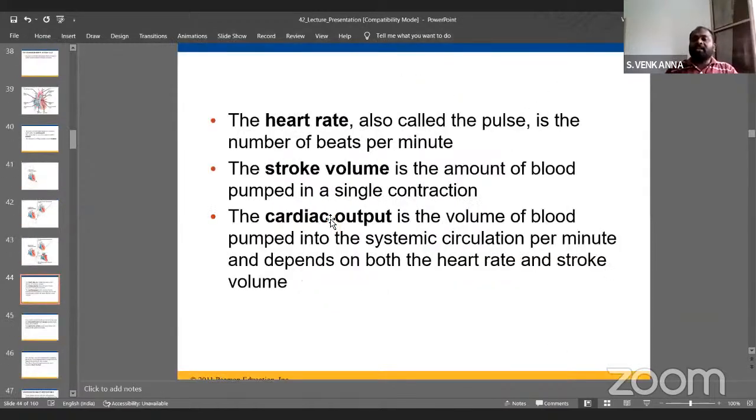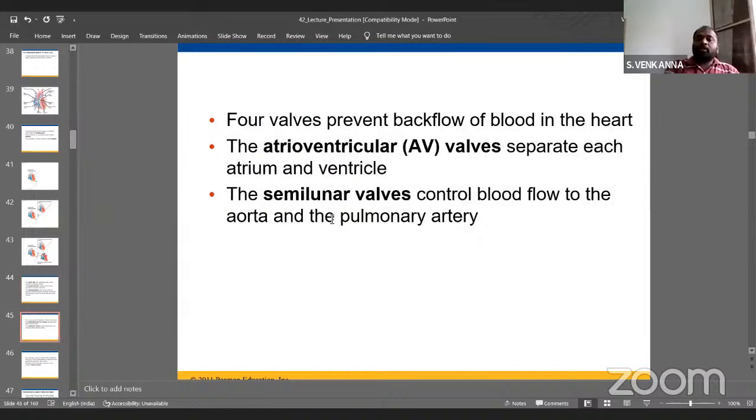The heart rate, called the pulse, is the number of beats per minute: 0.4, 0.1 second, 0.3 seconds. This is a minute calculation in milliseconds. The stroke volume is the amount of blood pumped in a single contraction. The cardiac output is the volume of blood pumped into the systemic circulation per minute, and depends on both heart rate and stroke volume.